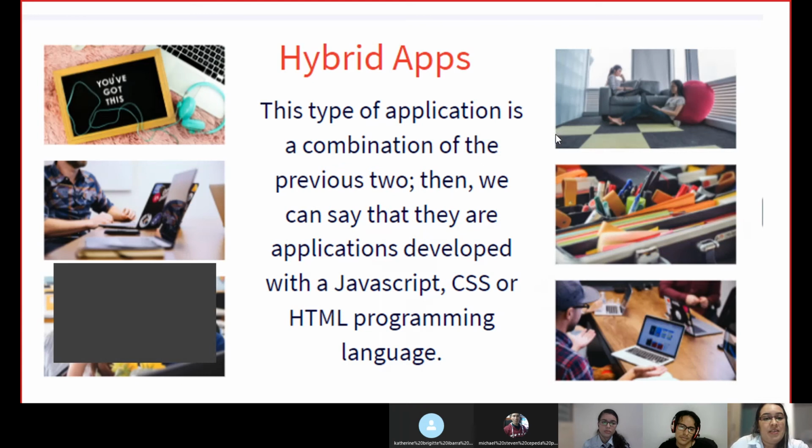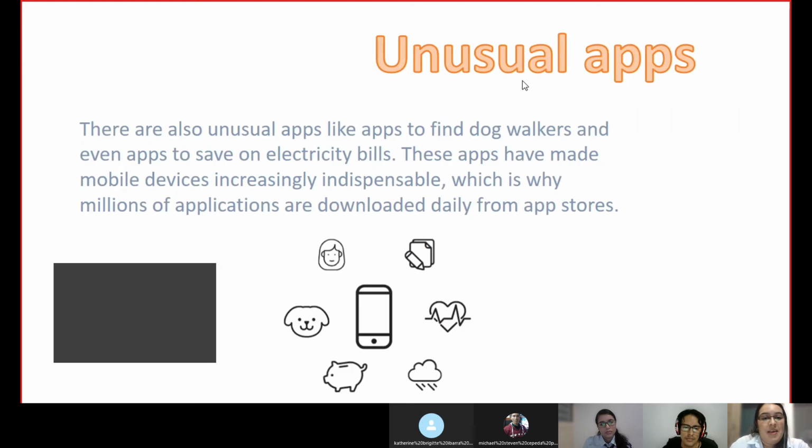Hybrid apps. This type of app is a combination of the previous two. Then we can say that they are applications developed with a programming language like JavaScript or HTML. And we have unusual apps. For example, there are people that need apps for the health of their dogs, their cats.